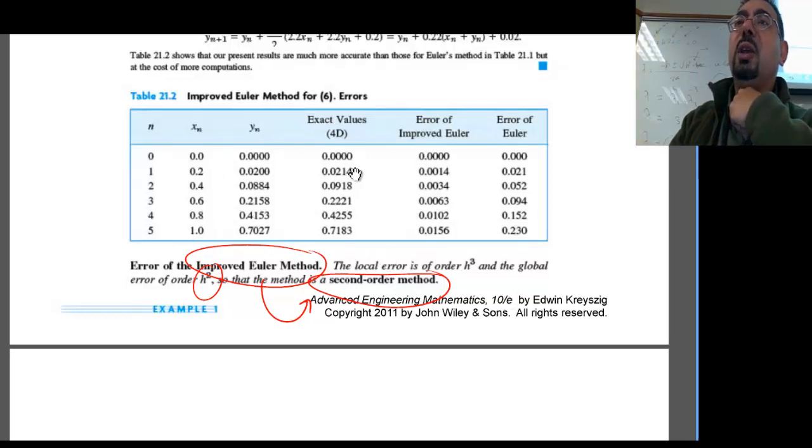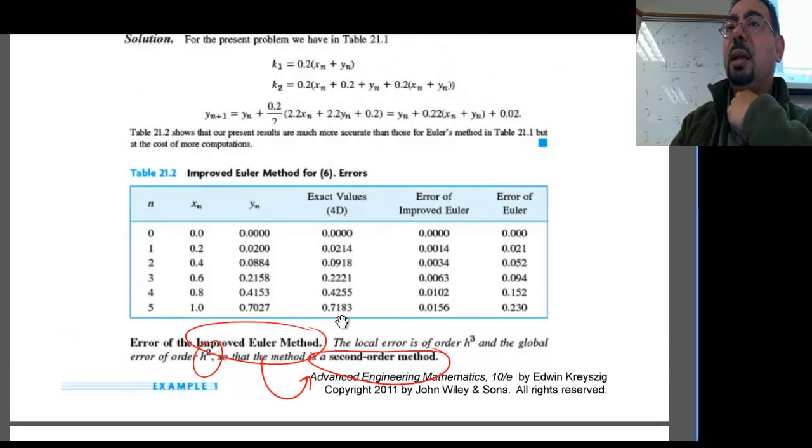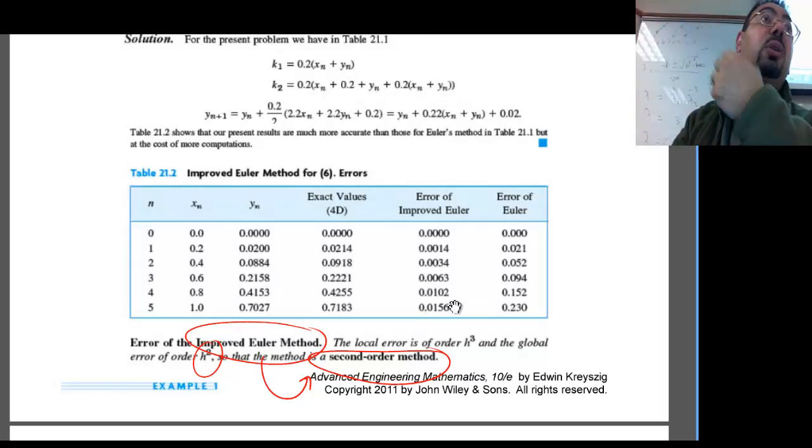Okay? So anyway, now he's comparing the exact solution with improved Euler and Euler. And you can see how basically with the improved Euler, the error is much smaller, it's an order of magnitude smaller. So if the error is 0.2, the error here is 0.02 or 0.01. So it's like 10 times smaller. Alright?